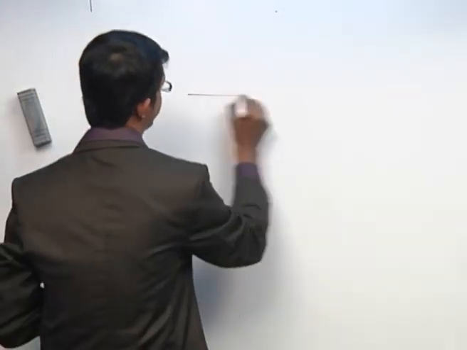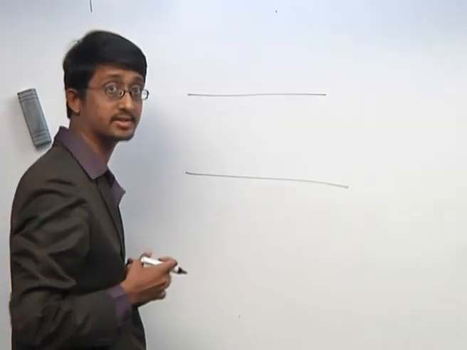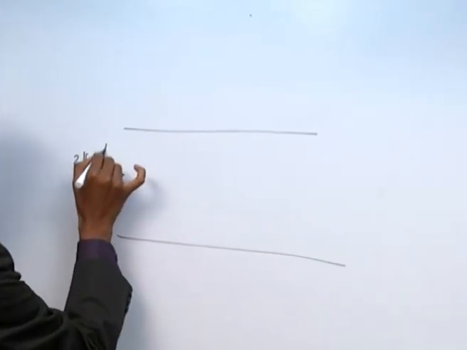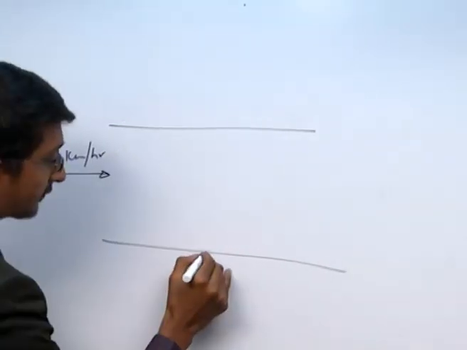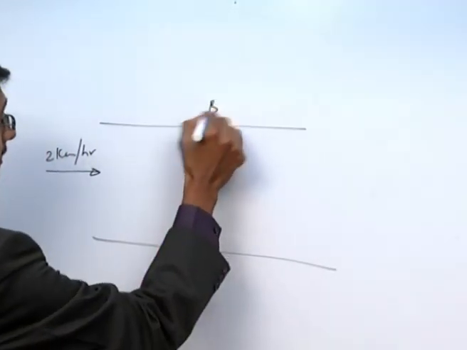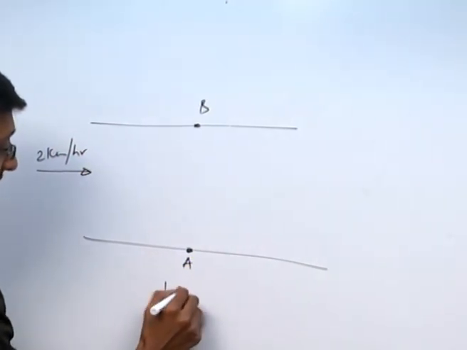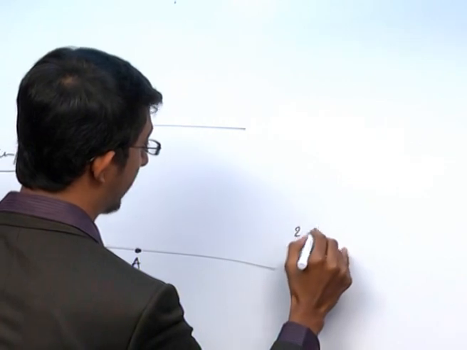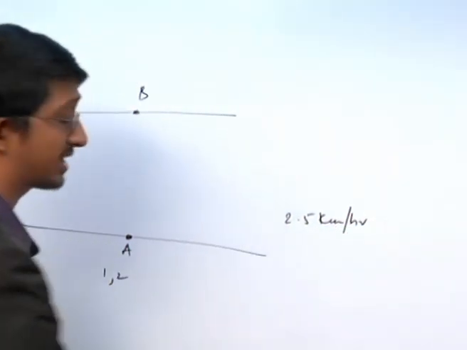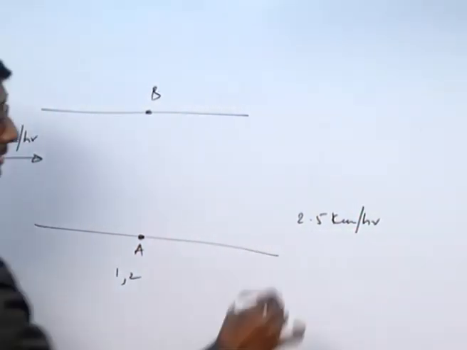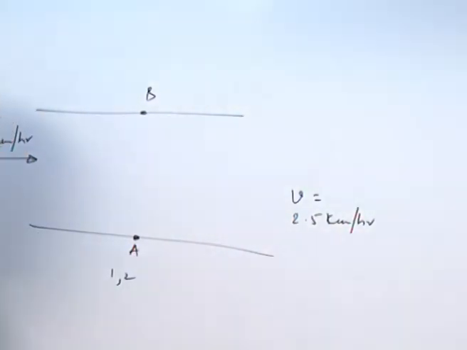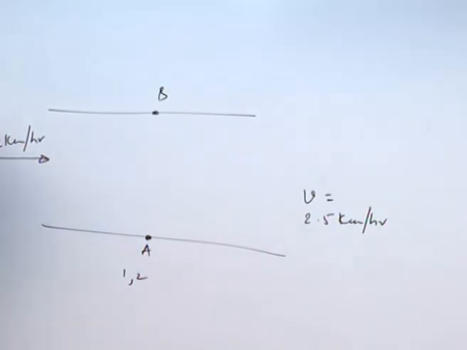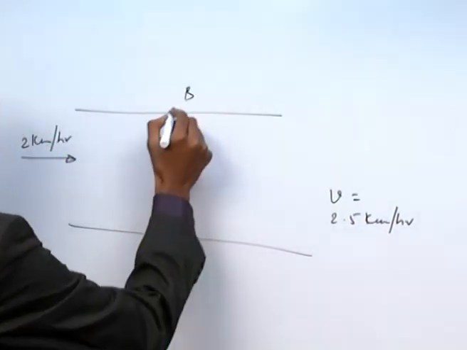So there is a river of certain width. The width is not given, it could be anything. The river's velocity is 2 km per hour. Two persons start from A, person 1 and person 2. Both persons' speed in still water is 2.5 km per hour, or you can say this is the speed with respect to the river. We saw that previously.